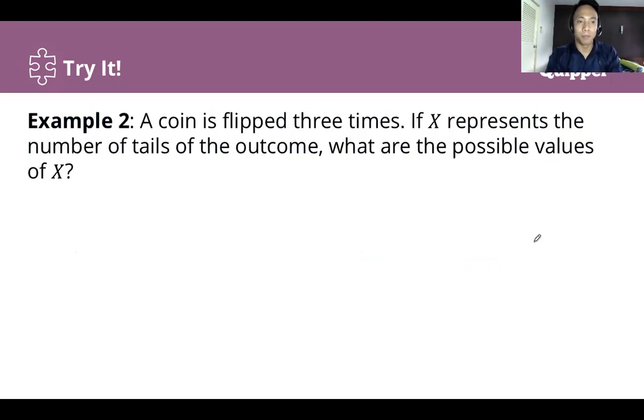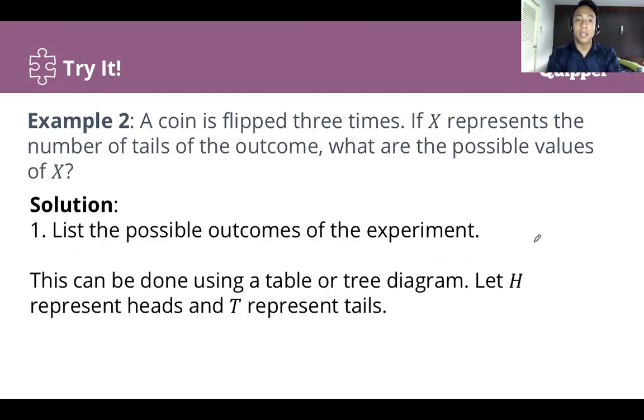Okay? Number 2, a coin is flipped 3 times. If X represents the number of tails of the outcome, what are the possible values of X? Again, a coin is flipped 3 times. List the possible outcomes of the experiment. Okay, this can be done using a table or tree diagram, but let us use the tree diagram. This is more accurate. Ito yung pinakamadaling gawin. Okay, let H represent heads and T represent tails.